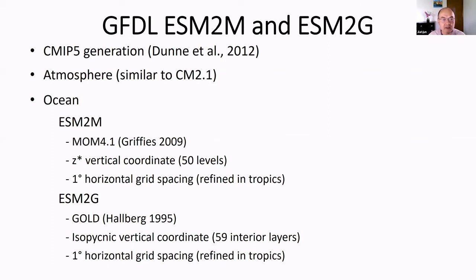Next, let's look at the ESM2M and 2G simulations. These are the CMIP5 generation models, and the atmosphere is similar to CM2.1. The ocean differs. 2M uses the MOM 4.1 model, a Z star coordinate ocean model with 1 degree horizontal resolution. 2G uses the GOLD model, an isopycnal model, also with 1 degree horizontal resolution.